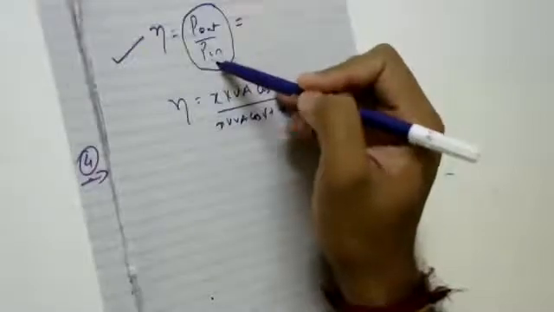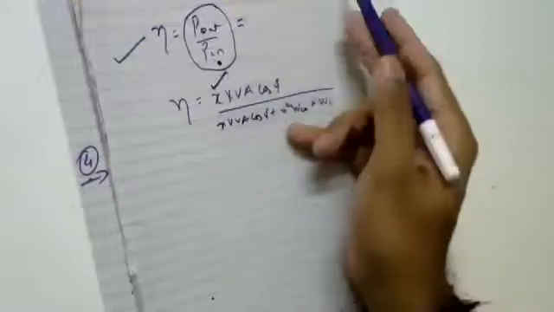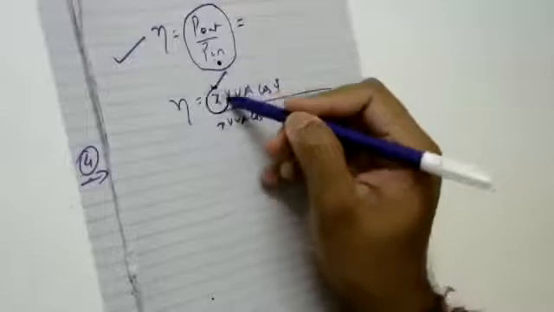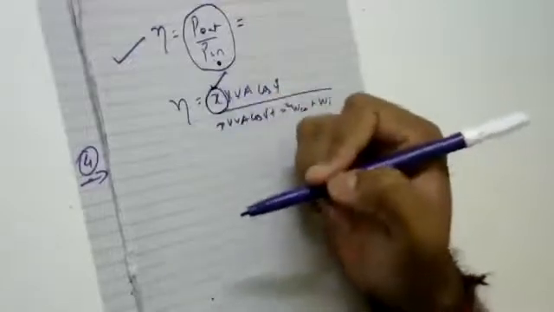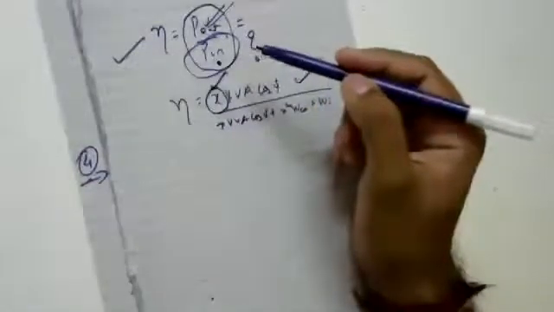Understanding? I have the information of load. What is the percent of the load? Since he is asking me in terms of percentage of the load, I should use this equation only, because here this data is not known to me. I know only output power. Understanding? Is it clear to you?